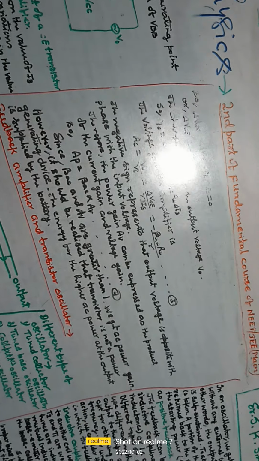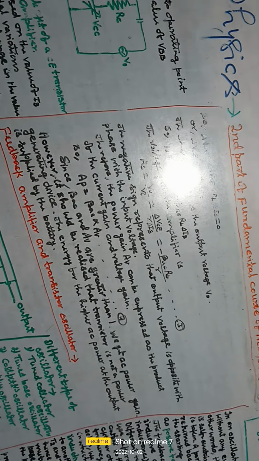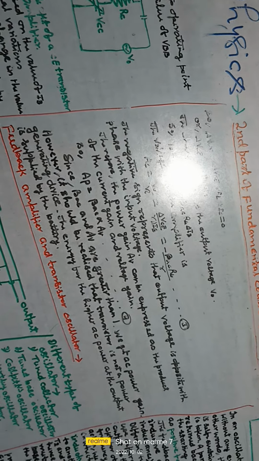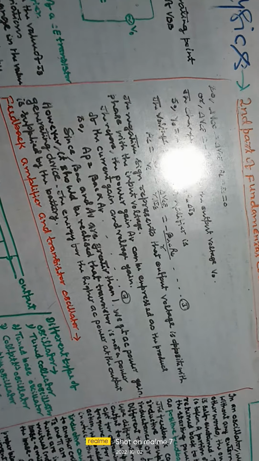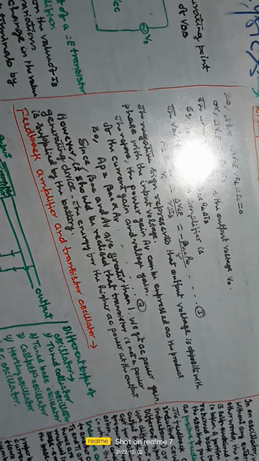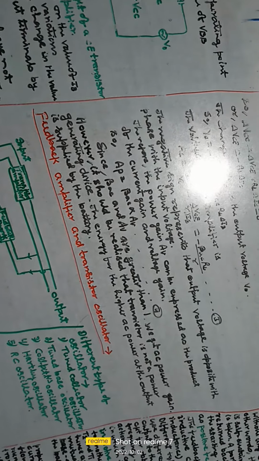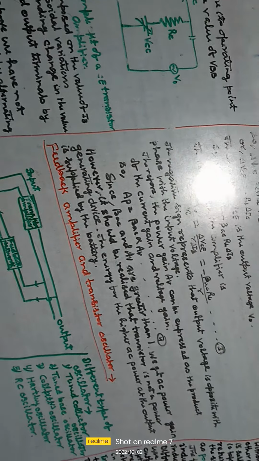Therefore, the power gain Ap can be expressed as the product of the current gain and voltage gain. So, Ap equals beta AC cross Av. So, beta AC and Av are greater than 1, and we get AC power gain. However, it should be realized that a transistor is not a power generating device. The energy for the higher AC power at the output is supplied by the battery.